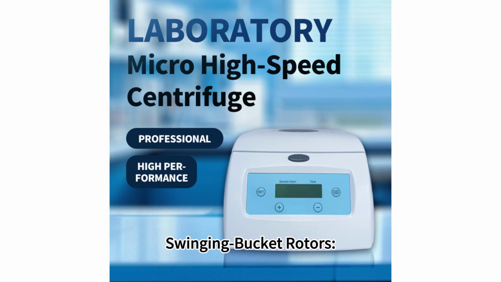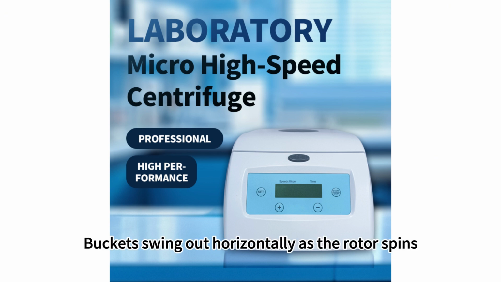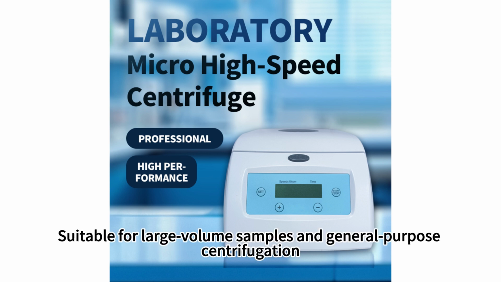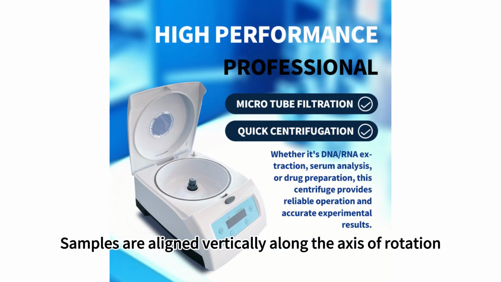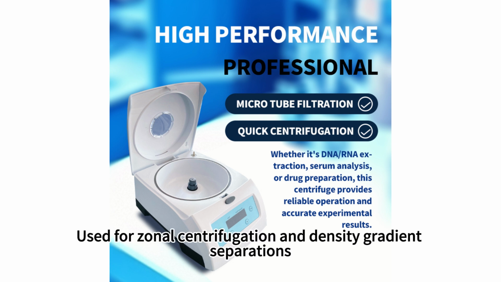Swinging bucket rotors. Description: buckets swing out horizontally as the rotor spins. Use: suitable for large volume samples and general-purpose centrifugation. Vertical rotor. Description: samples are aligned vertically along the axis of rotation. Used for zonal centrifugation and density gradient separations.